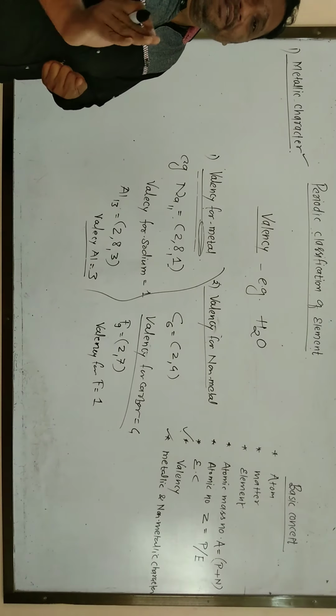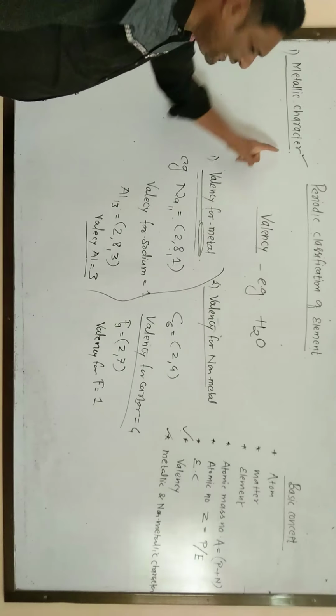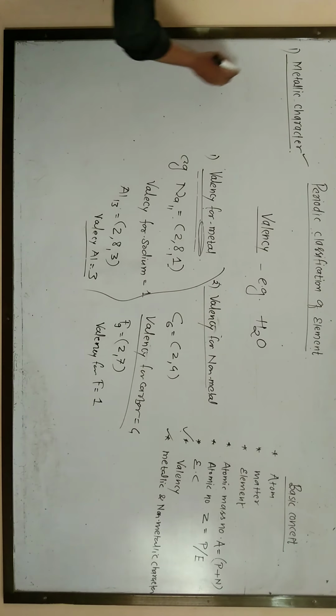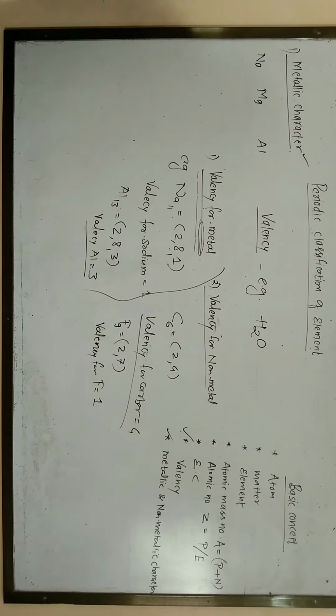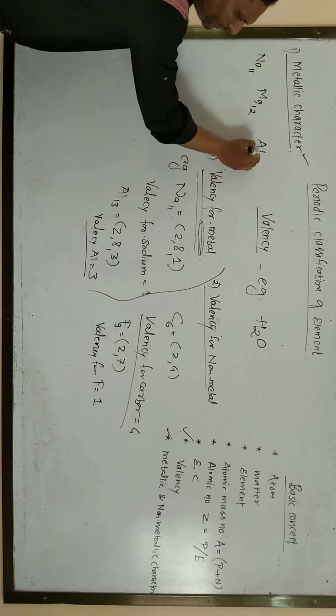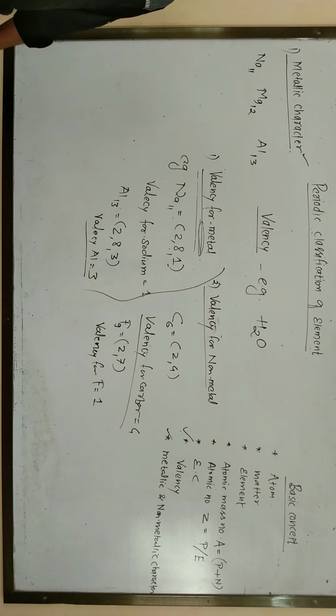So the tendency of a metal to donate the electron from its last orbit is called the electropositive tendency or character, or it is also called the metallic character. Take a look at an example. So sodium, magnesium, and aluminium. These are the three metals. Sodium has atomic number 11, magnesium has atomic number 12, and aluminium has atomic number 13.